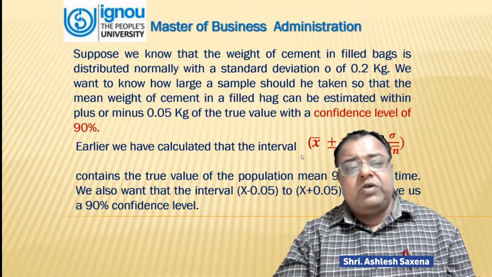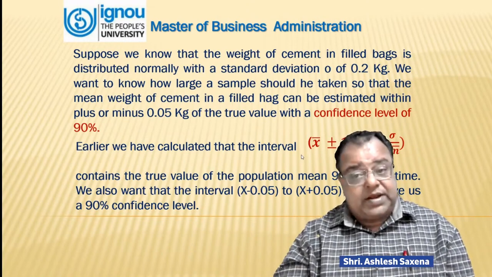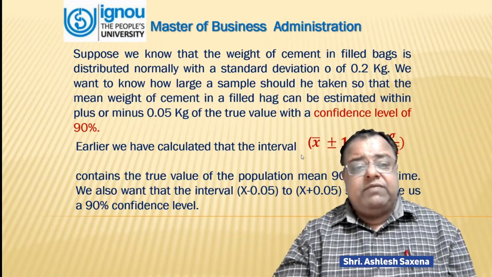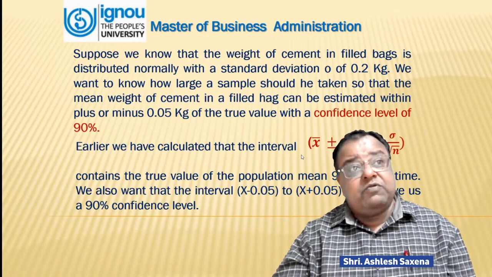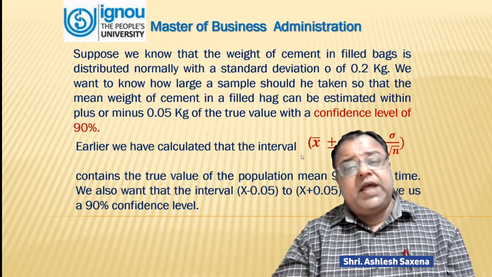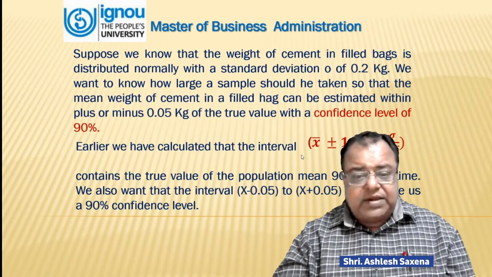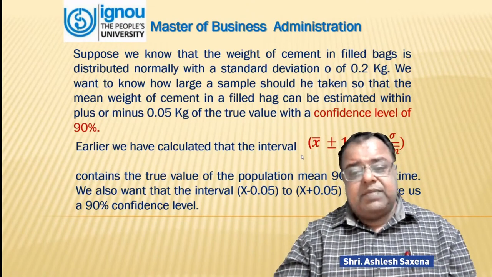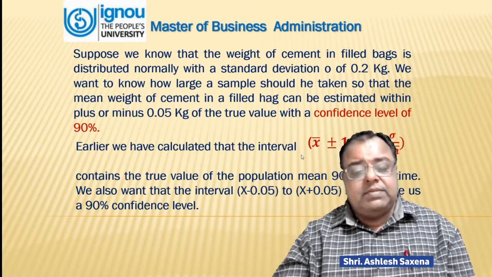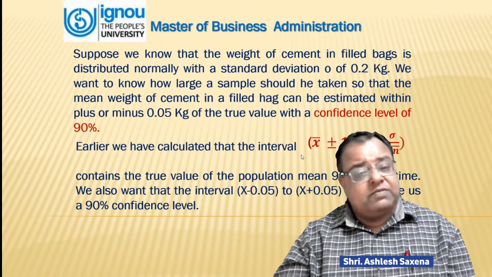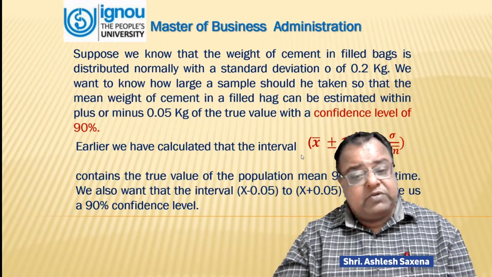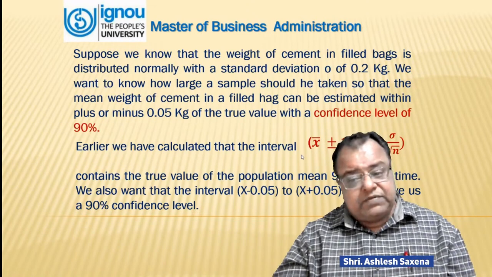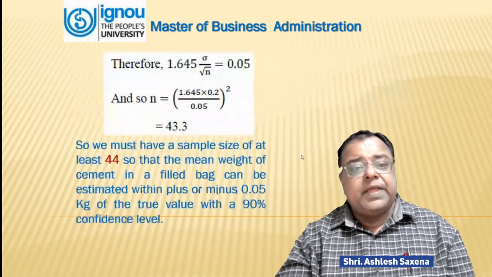0.2 kg. We want to know how large a sample should be taken so that the mean weight of cement in a field bag can be estimated within plus or minus 0.05 kg of the true value with a confidence level of 90%. For that, we can use the formula x bar plus minus 1.645 times sigma upon under root n, which contains the true value of the population mean 90% of the time. We also want the interval x bar minus 0.05 and x bar plus 0.05, which will give us a 90% confidence level.